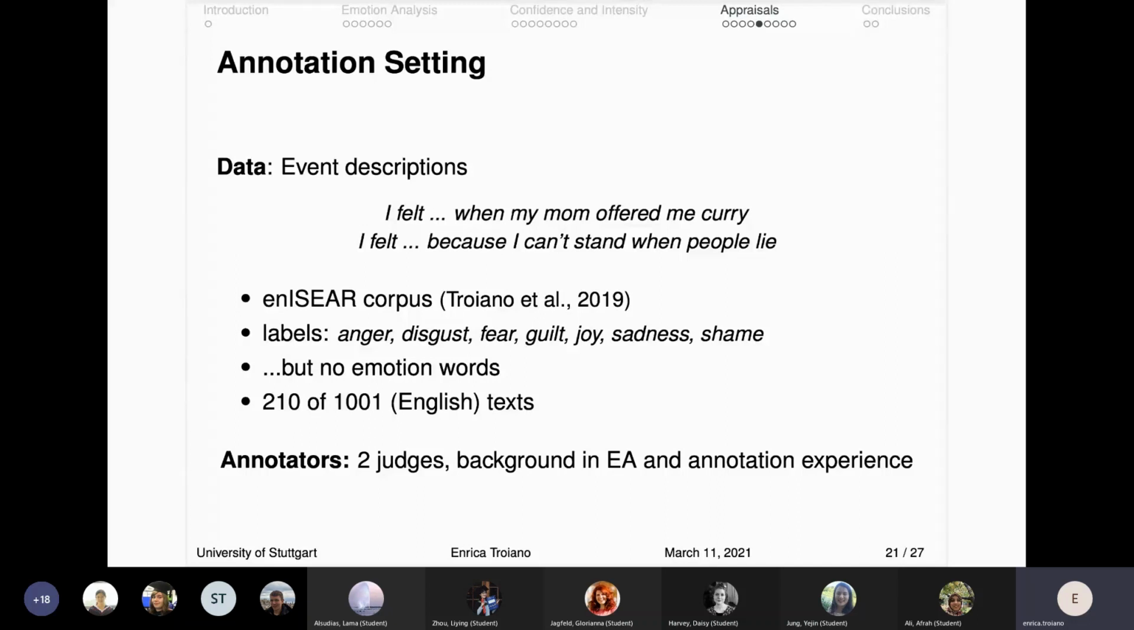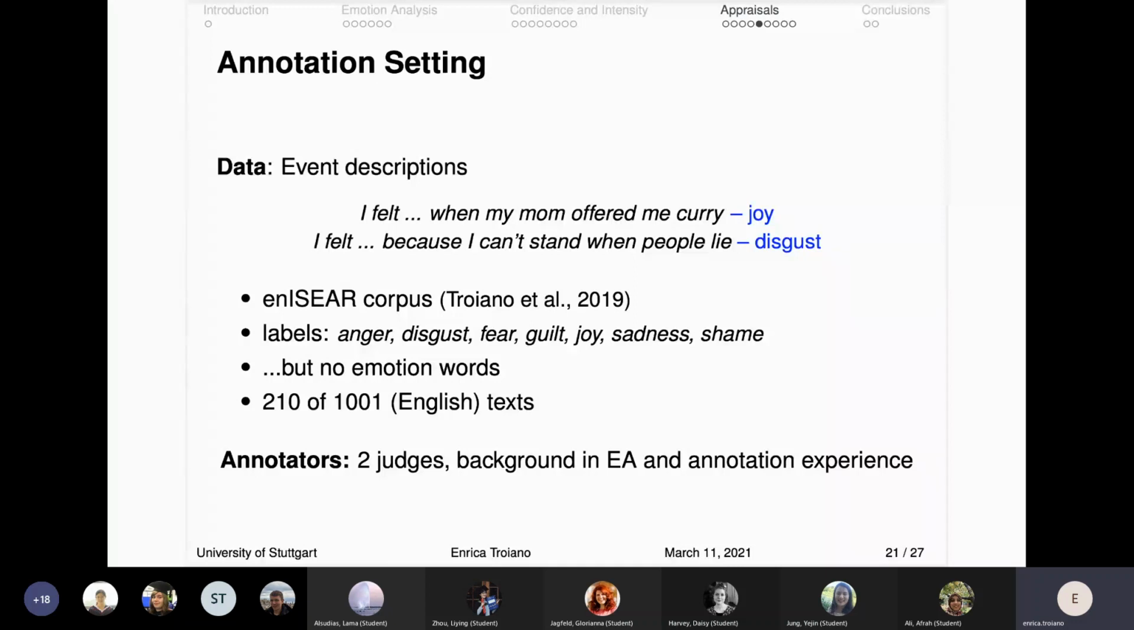Now, these texts were produced by writers in order to recount a real-life experience in which they felt a specific emotion. One of 7, either anger or disgust or fear, guilt, joy, sadness, or shame. So these texts are actually labeled with emotions, but we have no emotion word inside the text. And that's why we have the 3 dots. The emotion words were removed on purpose to create implicit emotion expressions.